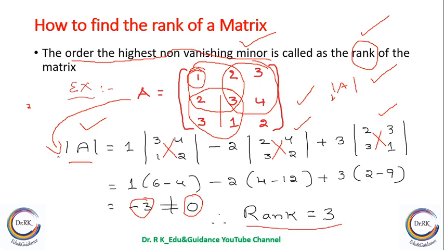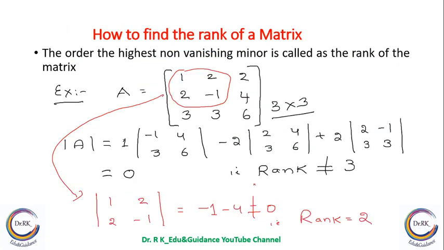So in simple terms, if the determinant of a matrix is not equal to 0, then the rank becomes equal to the order of the matrix, or the order of the determinant. Right? So very important. Now suppose it vanishes, what happens?